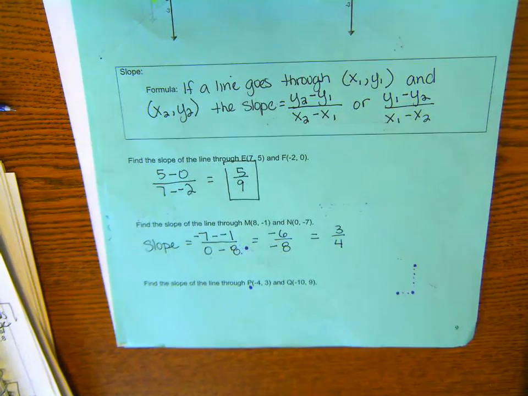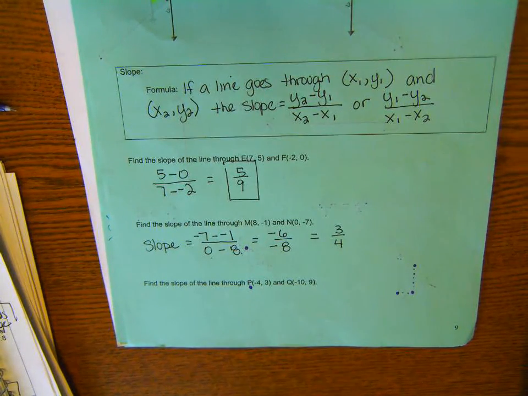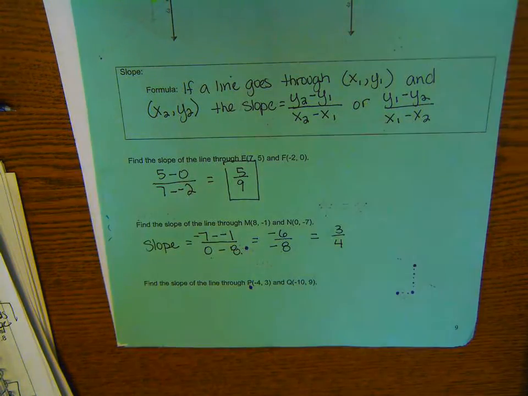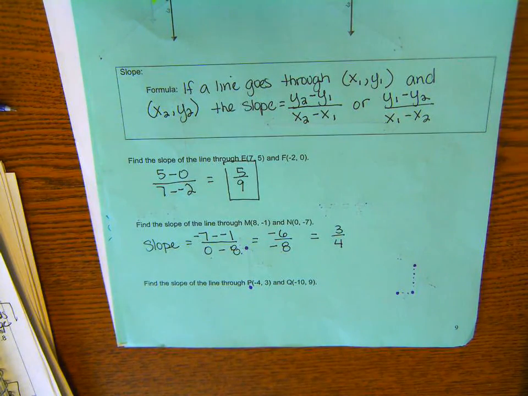Alright, would you try the last one, please? Would you find the slope through negative 4, 3, and negative 10, 9?